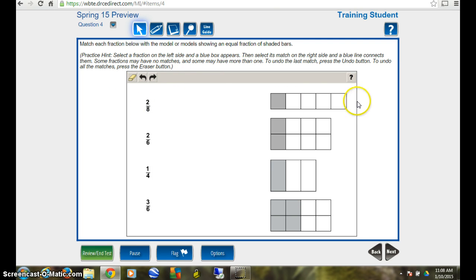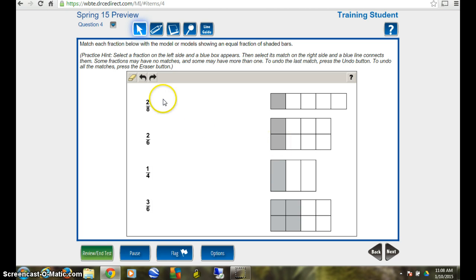So I want to look at my fraction strips over here. This is 1, 2, 3, 4, 5. So this is 1/5. This is 2, and there's 8 total. So 2/8. And some of you know that 2/8 is equal to 1/4. There's 1/4, 2/4, 3/4, 4/4, because some fractions can be equivalent.